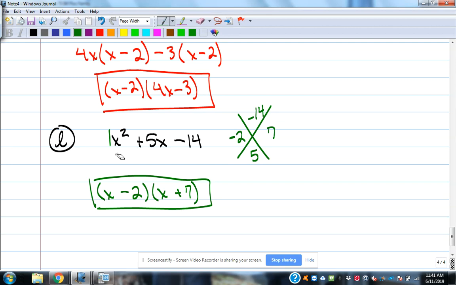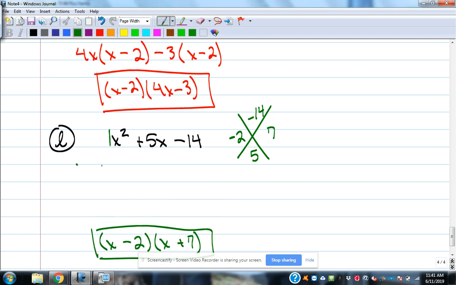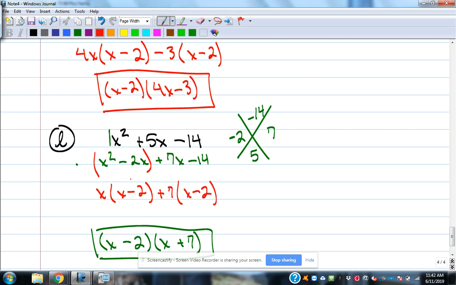I can do grouping on this one if I want to. If I'm not real comfortable with that shortcut and I do the grouping, I'm going to end up with the same answer. I'd have x squared minus 2x plus 7x minus 14. If I did the grouping, I'll do it fast. And then plus 7. Same thing. X minus 2 is the matching pair. Then the stuff in front is x plus 7.